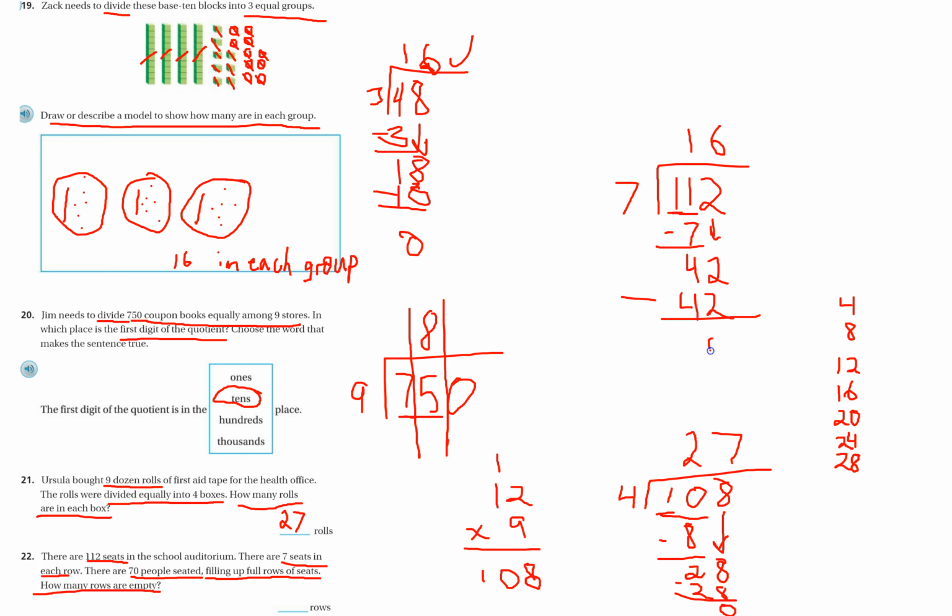But this isn't my answer yet, okay? So that would be how many rows there would be. 7 seats in each row, a total of 112 seats. There would be 16 rows, okay? But 70 people have already been seated. So if there's 70 people in seats and each row has 7 seats, then I do the division.